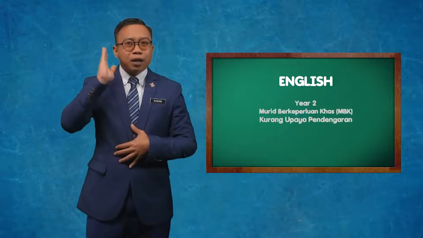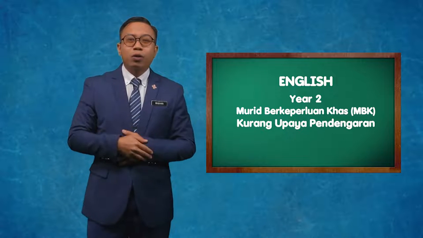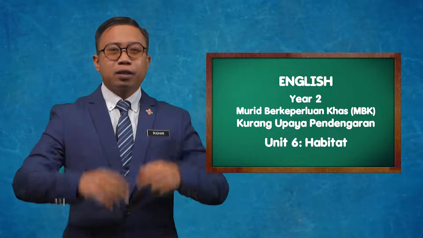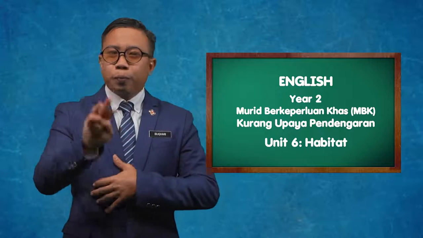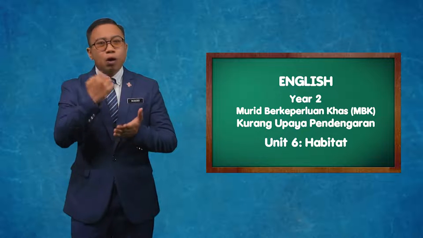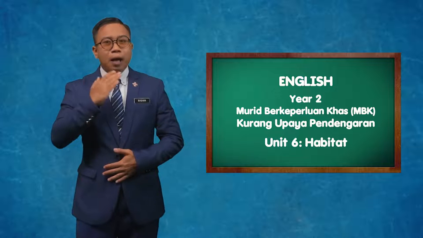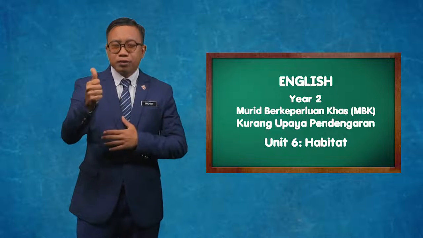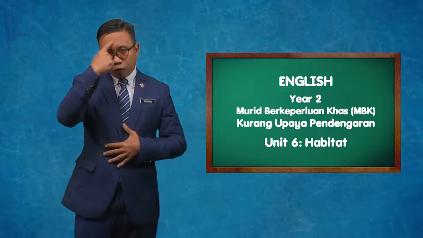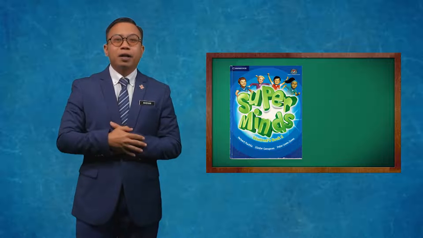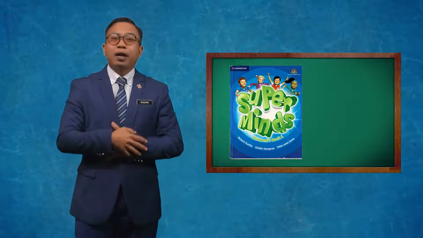Today, I will be teaching you Unit 6 Habitat with all the year 2 pupils. Before we start, for those who are wearing hearing aids, please check on your aids. Is the battery good? Next, for year 2 pupils, get your Superminds students book 1 ready with you and your SEE book.